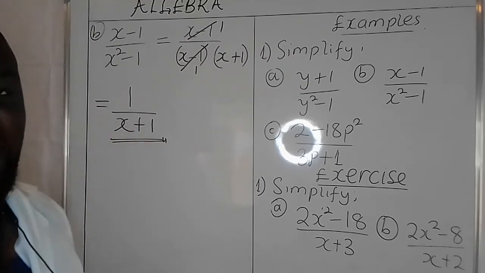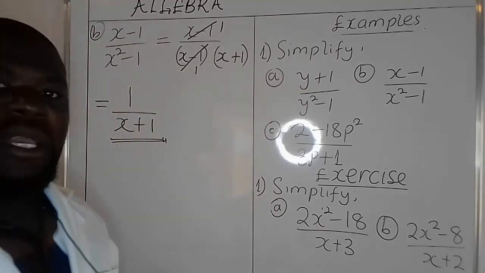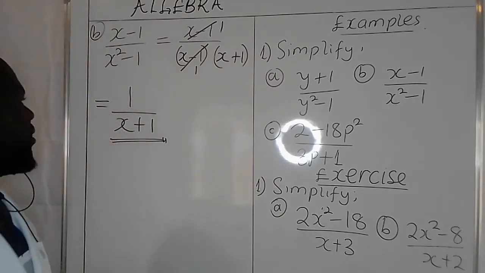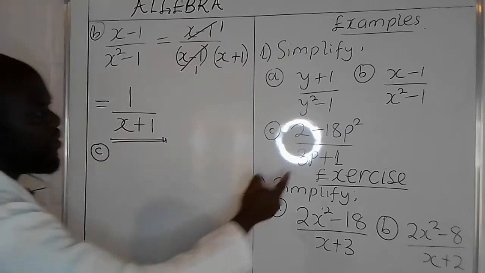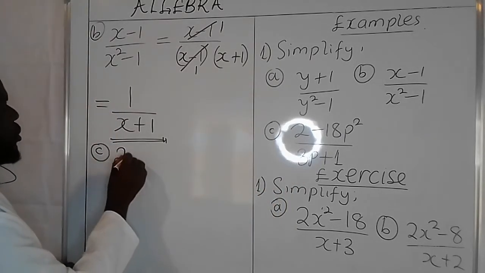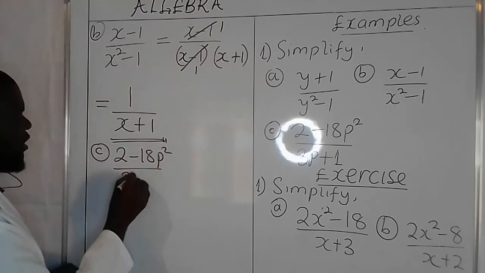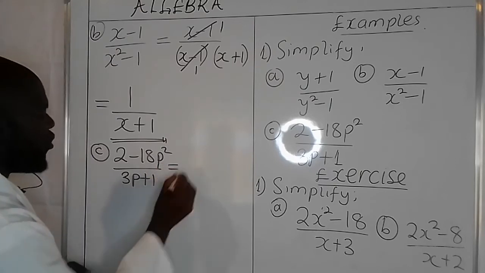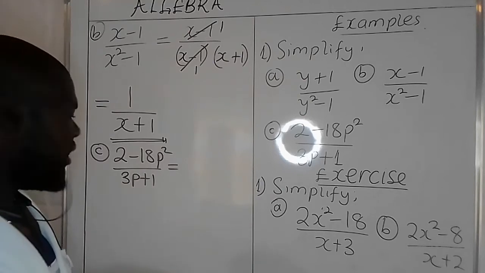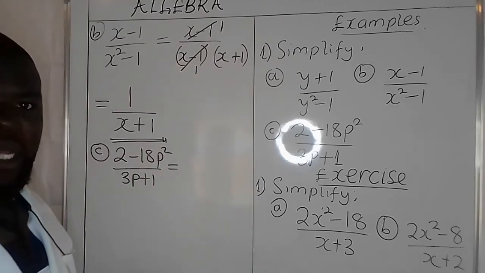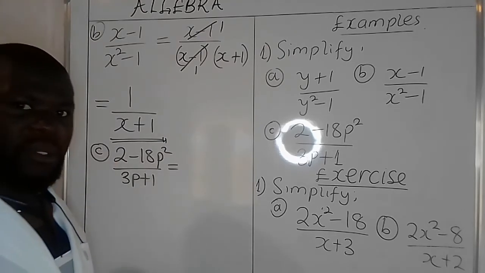So this is basically how we handle this specific algebraic fraction, where we have the difference of two squares on the numerator or the denominator. Let's look at the last one, C, where we have 2 minus 18p square out of 3p plus 1. Now, when you compare the two, on the denominator there is nothing that we can do. But on the numerator, there is something that we can do.